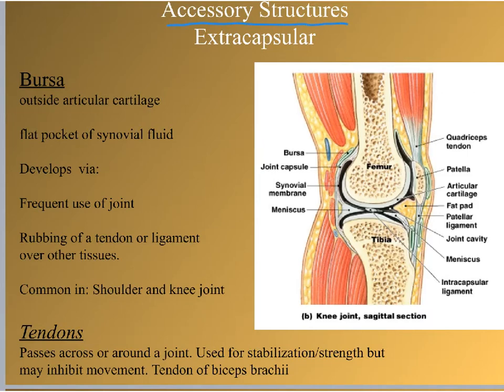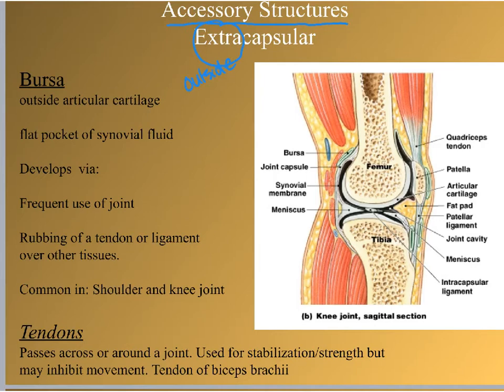And there are accessory structures that we find outside of the capsule. That's what extra means in this case, extracapsular structures. But there will also be intracapsular structures, those structures of the joint that are found inside the joint capsule. But we're going to learn about structures aiding the joint that are found outside the capsule first.